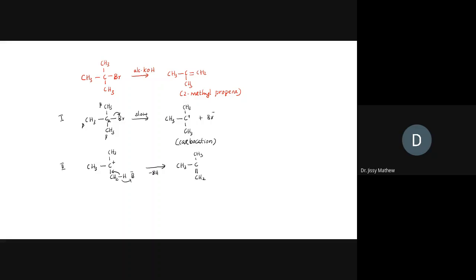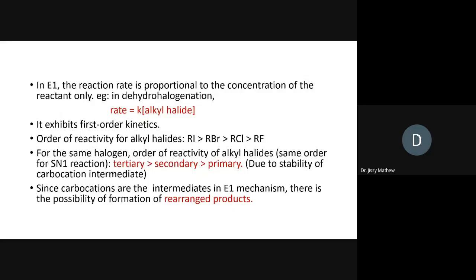The mechanism is the same with dehydration. For example, if you take tertiary butyl alcohol and treat it with concentrated sulfuric acid, the product is again 2-methyl propene, and the steps involved are the same. In an E1 reaction, the rate is proportional to the concentration of the reactant only. That is, the rate of the reaction is proportional to the concentration of alkyl halide in the case of dehydrohalogenation, and in dehydration the rate is proportional to the concentration of alcohol.